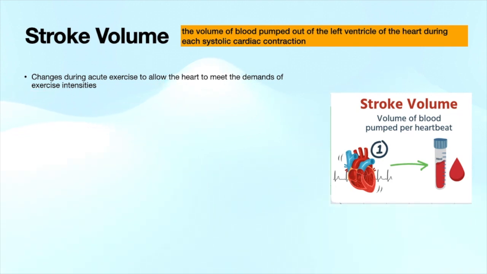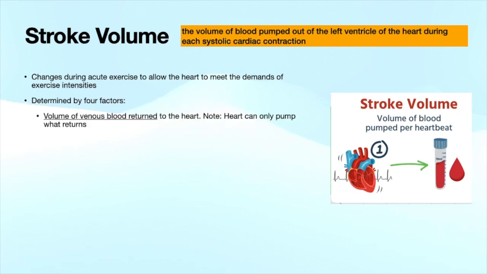Stroke volume changes during acute exercise to allow the heart to meet the demands of exercise intensities. And it is determined by four factors. First is the volume of venous blood returned to the heart. Do remember, the heart can only pump the blood that returns back to its chambers, right?